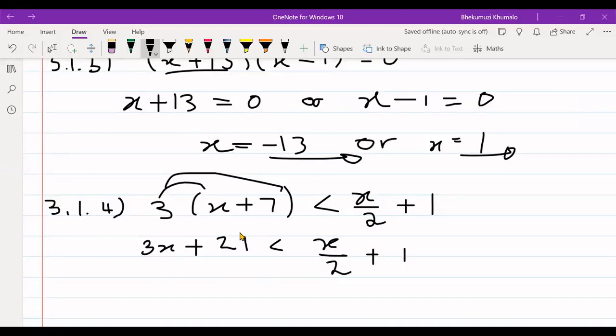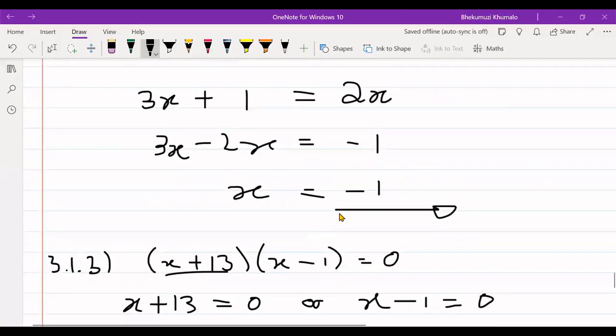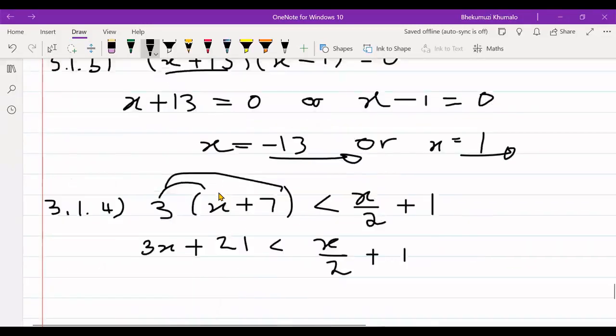Okay, now we've done that. Now we need to get rid of the fraction. So how can we get rid of the fraction? Again, we use the same method that we used here. We have the denominator being 2, and it's the only denominator. So I'm going to multiply everything by 2, on the left and on the right-hand side.